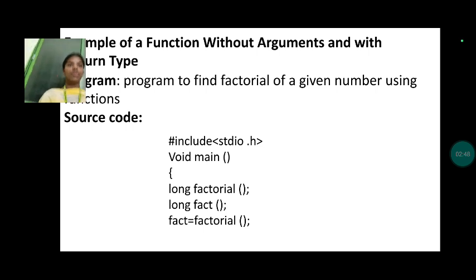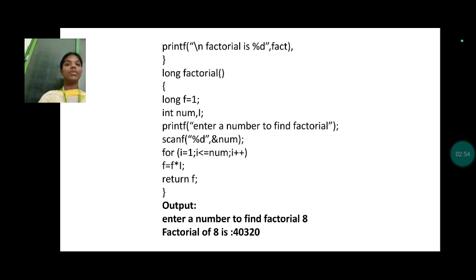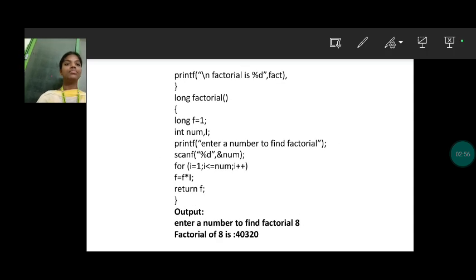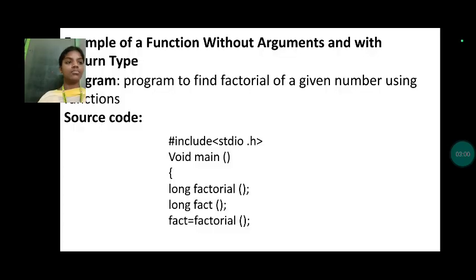Example of a function without arguments and with return type. Program to find factorial of a given number using functions. Source code: #include <stdio.h>, void main, long factorial, long fact equals factorial.